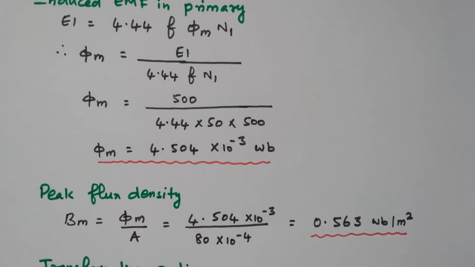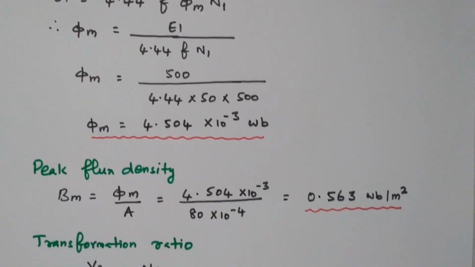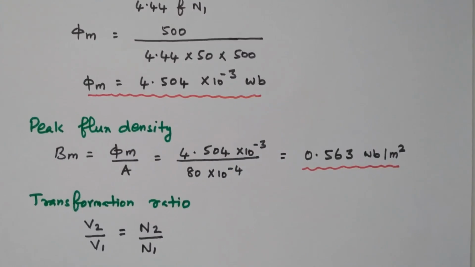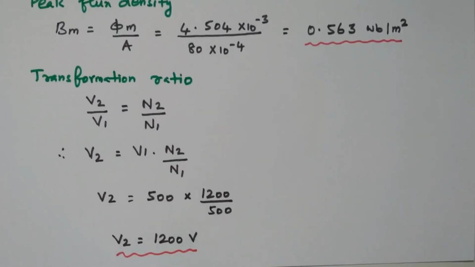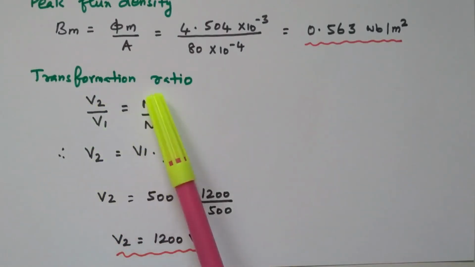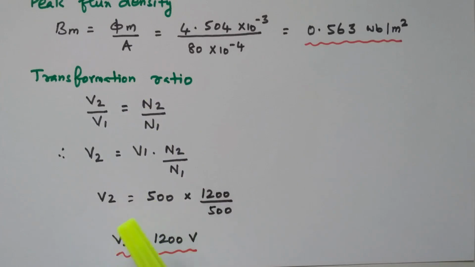Now we need to find the voltage induced in the secondary winding, the voltage available in the secondary winding. That can be calculated from the transformer turns ratio, V2 by V1 equal to N2 by N1, right? Based on the transformation ratio formula, we have V2 by V1 equal to N2 by N1. In this, what we need is V2, so V1 is multiplied here. So V2 equal to V1 into N2 by N1. The V1 value is already given, and number of turns N2 and N1 are also given in the problem.